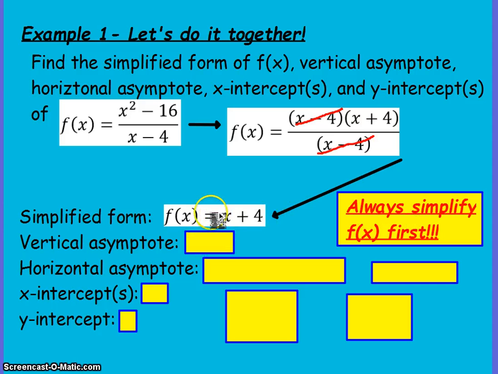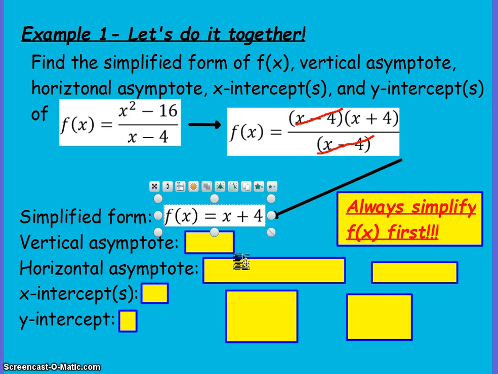Okay, now vertical asymptotes. How do we find our vertical asymptotes? Well, we set the denominator equal to 0. However, notice that we have two equations that are essentially theoretically equal. Which one do we want to look at when we're figuring out the asymptotes and x-intercepts now? From here on out, we're going to use the simplified form.